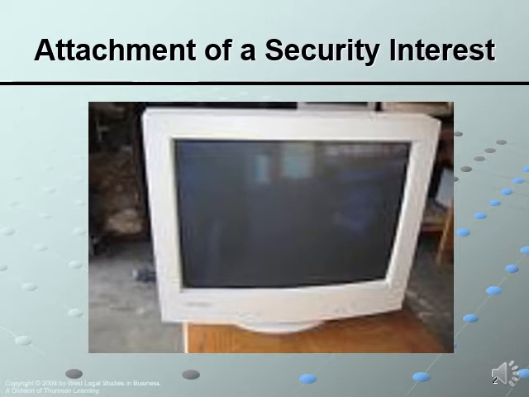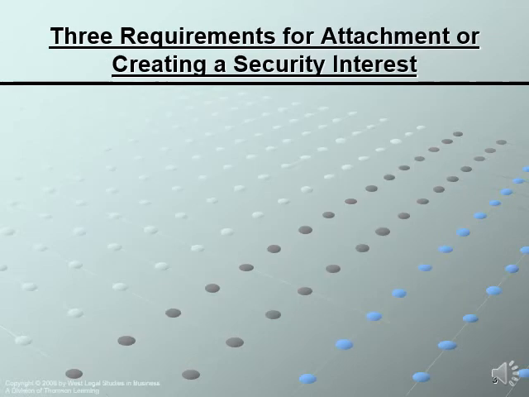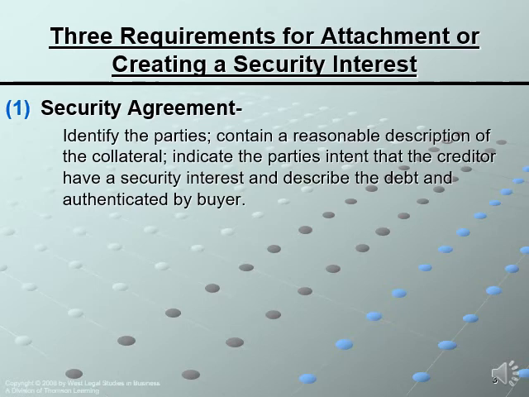The first thing is attachment. Attachment creates a security interest or a secured interest. And there are three things that are required for attachment. You have to have a security agreement, and that identifies the parties. It also contains a reasonable description of the collateral, and collateral has to be personal property.